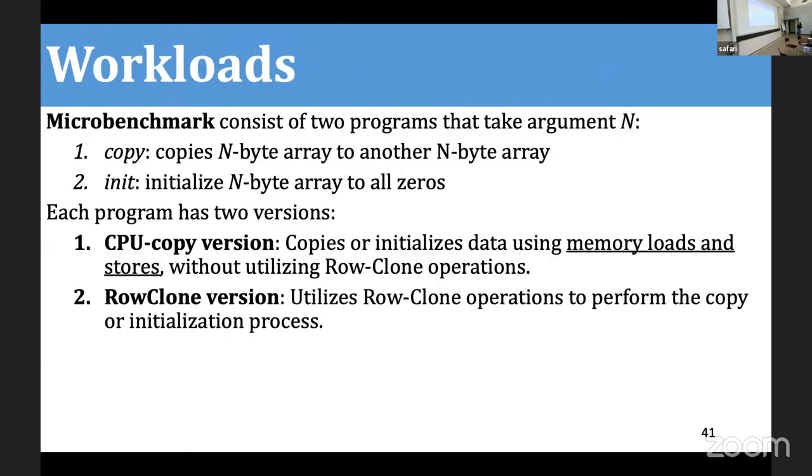So we have 2 programs, copy and init. Copy copies an n byte array to another n byte array. And then we have init that initializes an n byte array to all zeros. And then each program has 2 versions: the CPU copy version, which basically uses memory load and store instructions, and the RowClone version that basically uses the RowClone operation.